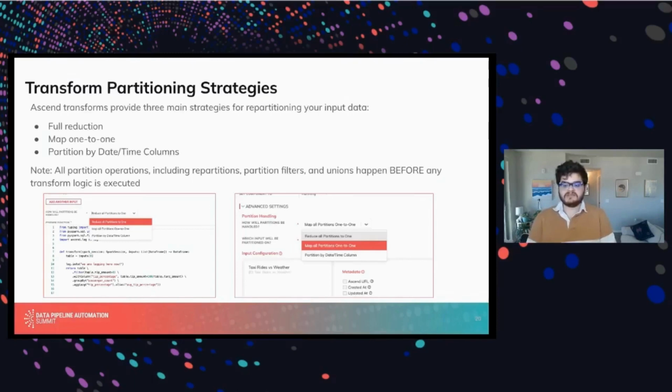And the thing to know about these is that all partition operations happen in a component before any of the transform logic is actually executed. So for example, if you are repartitioning, your Ascend component or the Ascend job will first repartition your data into those specific partitions, and then it will run the transform logic on those partitions.